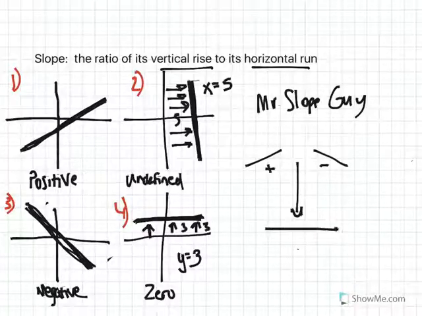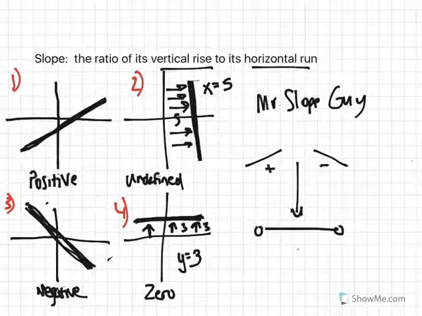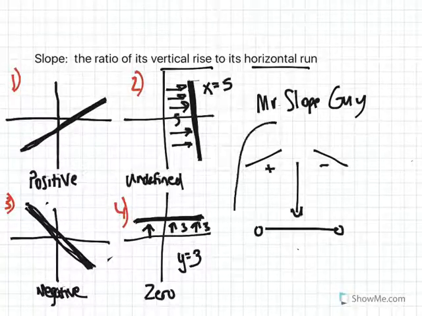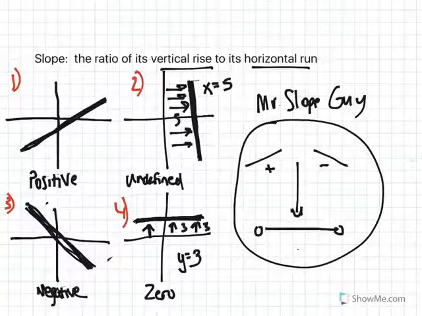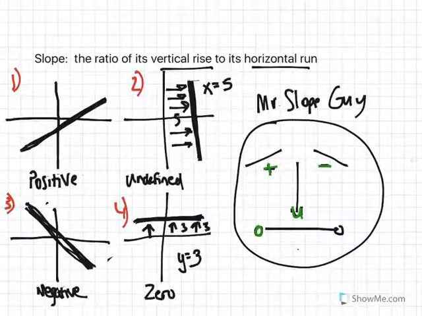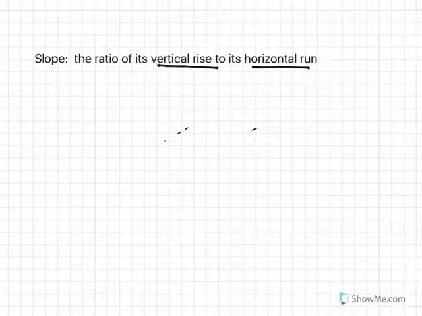For his mouth, he has a flat line with zeros. And this will help you remember all the different types of slope. You have undefined, positive, negative, and zero. Now, what about parallel and perpendicular lines?